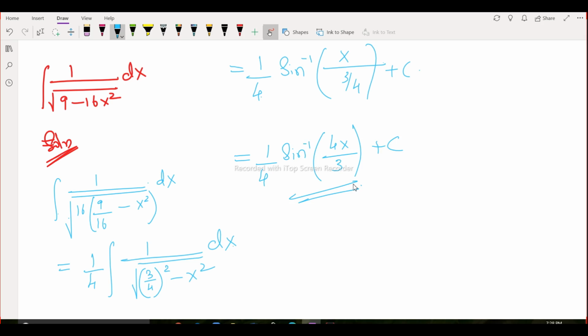So do remember these 7 formulas, and remember it is 1 upon x square minus a square, or 1 upon a square minus x square, or 1 upon root of a square minus x square, or 1 upon root of x square minus a square. So mostly these will be the sums, and you just have to take care of the signs and apply the correct formula and get the answer.